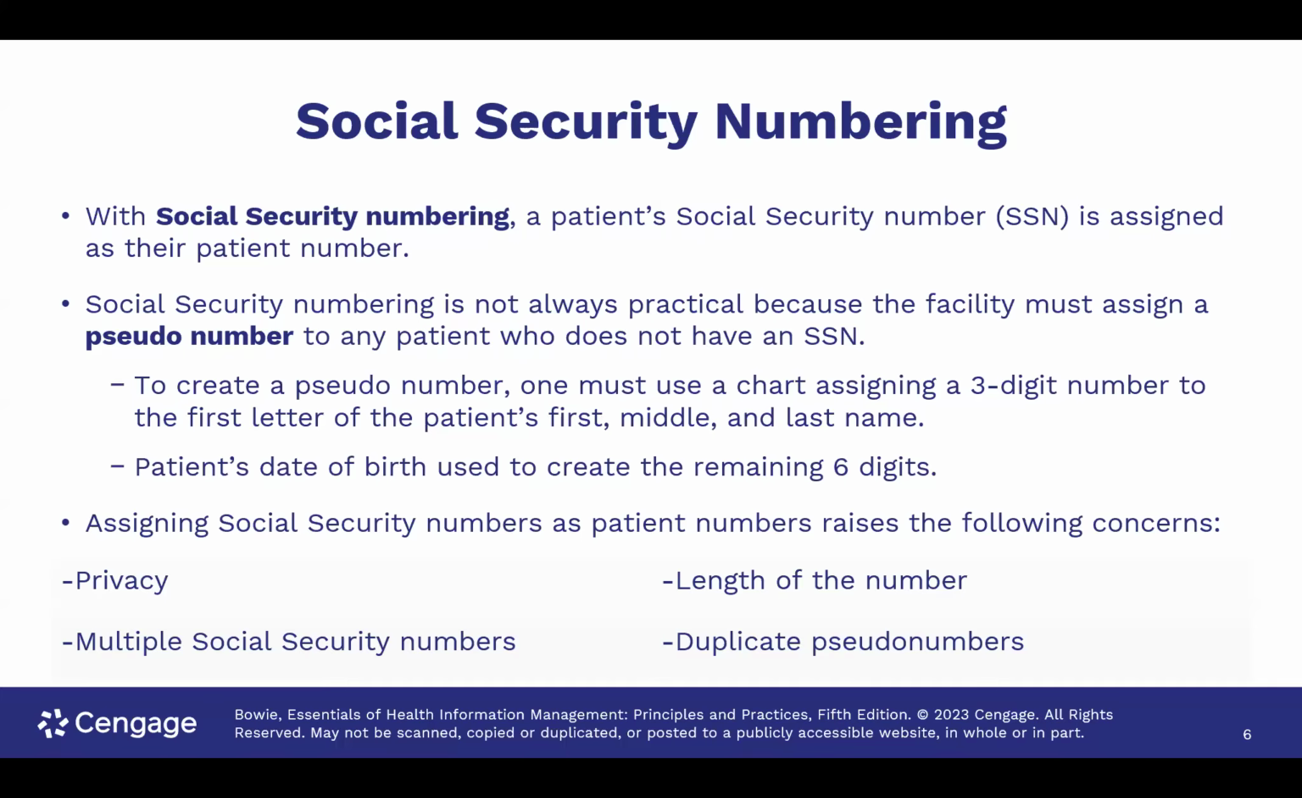And some ways they used to do this is create a 3-digit number that signifies the patient's first, middle, and last name, and then the date of birth is used to create the remaining 6 digits. There are some problems with this, as Social Security numbers have an issue of privacy. Just putting them out there for everybody to see and identify the patient makes it easier to misuse. There are also people that have multiple Social Security numbers. We also get duplicate pseudo numbers.